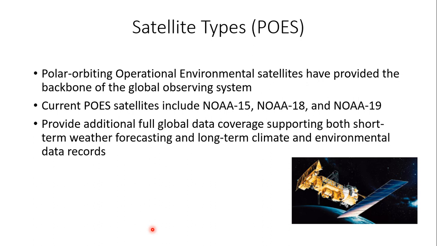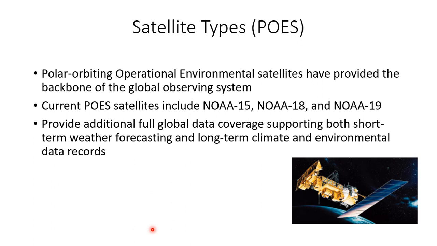Now let's talk about POES, P-O-E-S. This stands for Polar Orbiting Operational Environmental Satellites, and they're basically the backbone of the global observing system. The current POES satellites include NOAA 15, NOAA 18, and NOAA 19. These satellites provide additional full global data coverage, supporting both short-term weather forecasting as well as long-term climate and environmental data records.